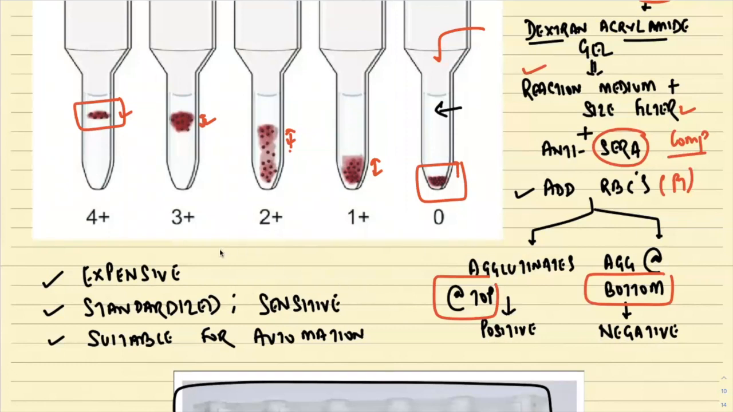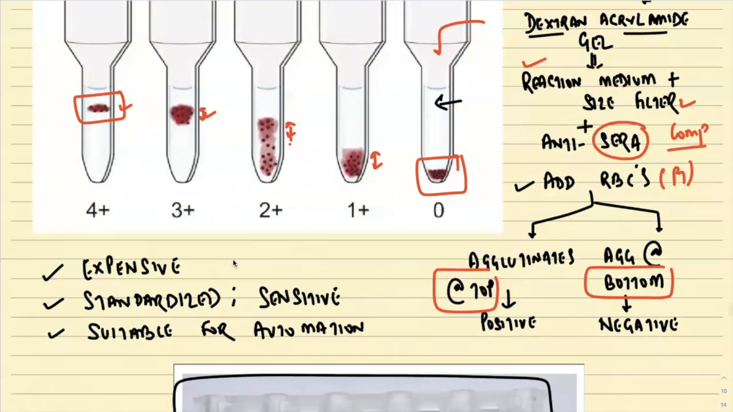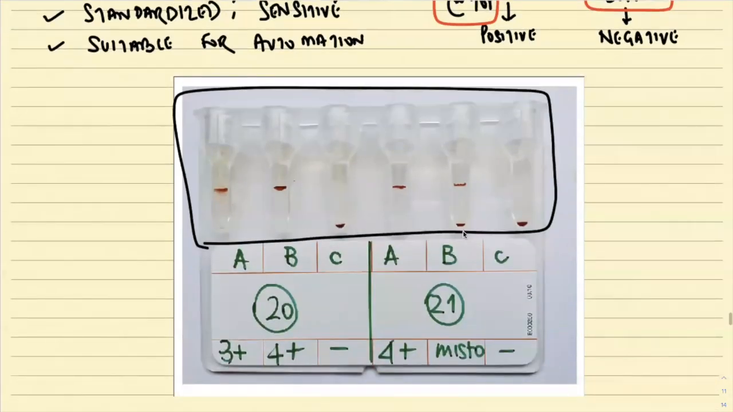Now, this test is quite expensive. It is standardized, sensitive, and also suitable for automation. So this is the gel card technology, if I show you. Now, what is this test? What will this be? Yes, negative. This is at the bottom. If it is there, it comes out to be negative. At the bottom is negative. This is the control, the negative control that has been shown.